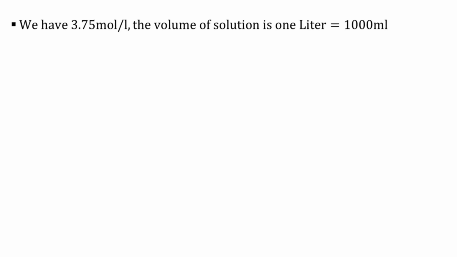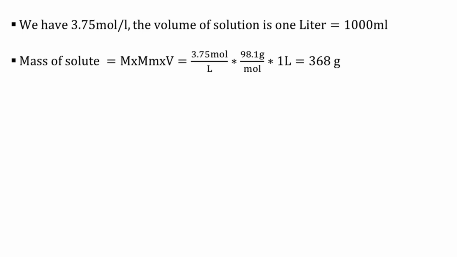Let's see, we have 3.75 mole per liter, which means that because we have mole per liter, the volume of solution is 1 liter. If we convert 1 liter to milliliter, we get 1000 milliliter. Then we can use the formula to calculate the mass of solid. Remember, the mass of solid is equal to molarity times the molar mass times the volume. We have derived this formula from the formula of molarity. So we get the mass of solid as 368 gram: 3.75 times 98.1. This 98.1 is the molar mass of sulfuric acid, then times the volume in liter, which is 1 liter.